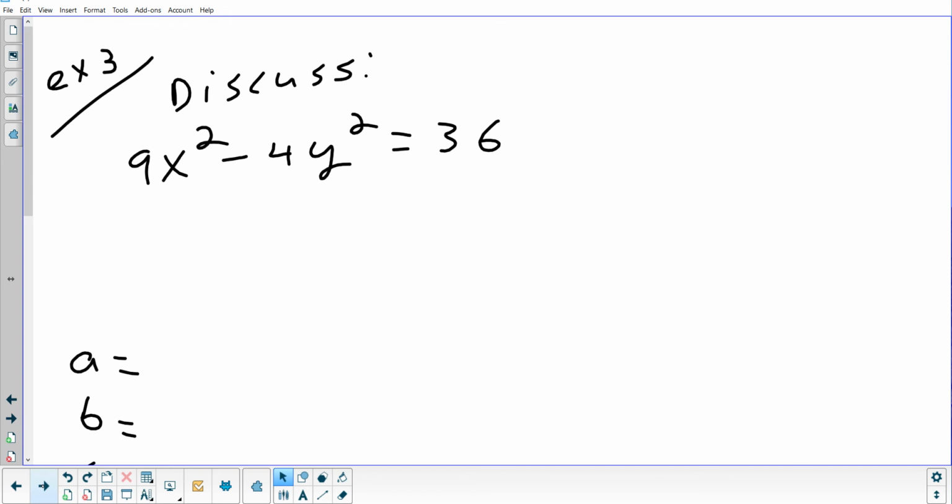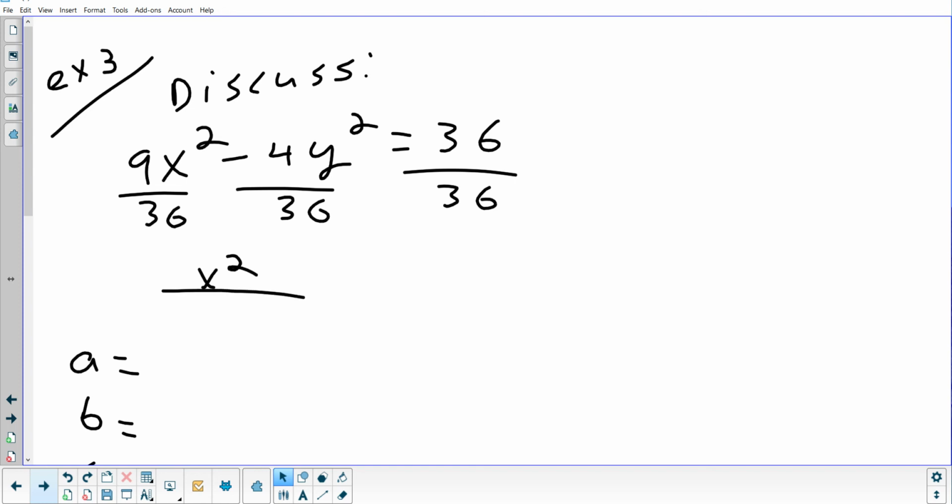Okay, another discuss. Is this one set up to discuss? No. What's wrong with it? It's not equal to 1. So how are we going to make it equal to 1? Okay, so we're going to have x squared over 4 minus y squared over 1.